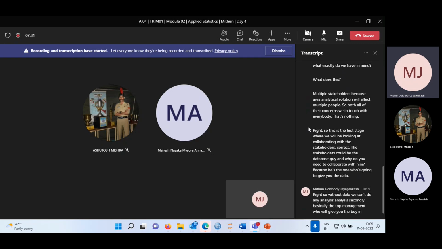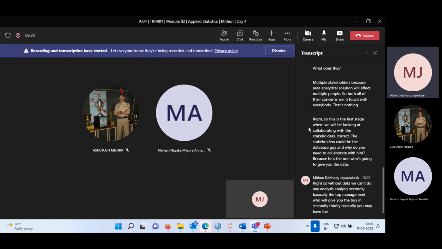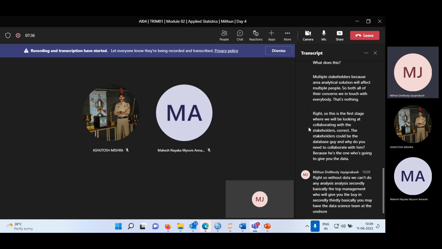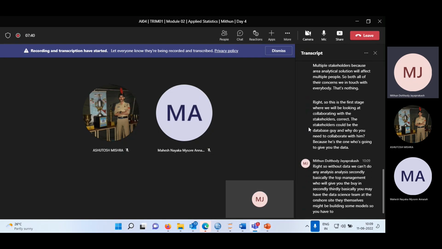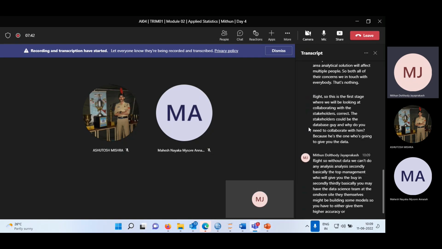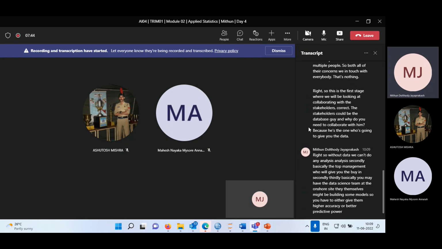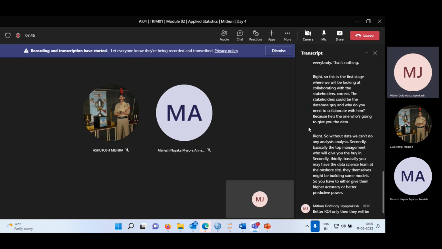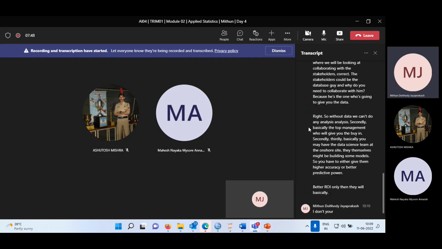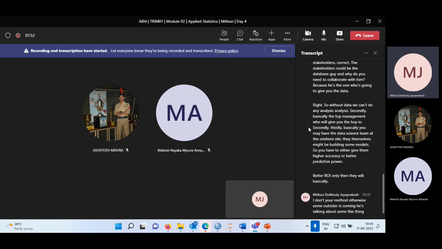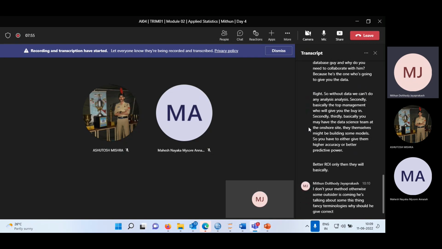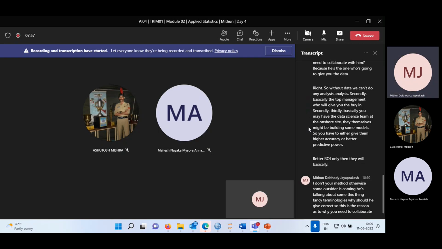Thirdly, you may have the data science team at the onshore side. They themselves might be building some models. So you have to either give them higher accuracy or better predictive model, better ROI. Only then they will adopt your methodology. Otherwise, some outsider is coming, talking about fancy terminologies, why should they listen, correct? So this is the reason why you need to collaborate with multiple people.